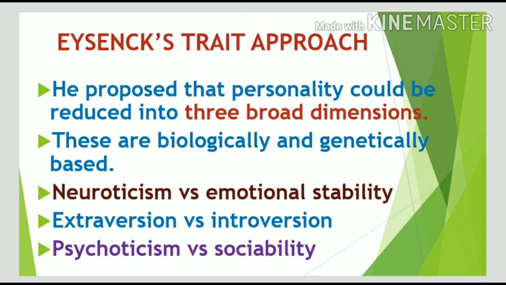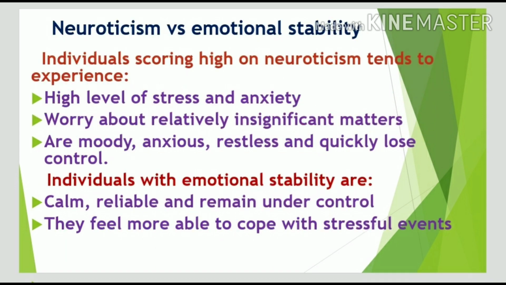These three dimensions are neuroticism versus emotional stability, extraversion versus introversion, and psychoticism versus sociability. Actually, first of all, he gave two dimensions, then he added on the third one, that is psychoticism versus sociability. So, first of all, we will start with neuroticism versus emotional stability.